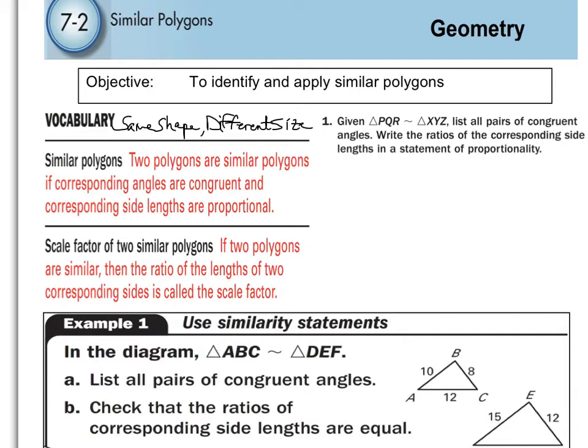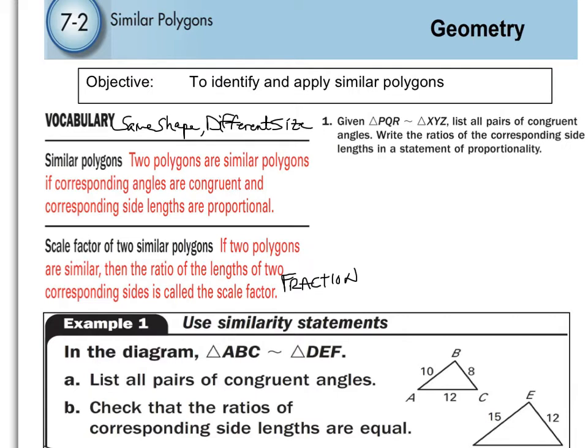Okay, same shape, different size. Now, one thing that's important about two polygons that are similar is what we call the scale factor. If two polygons are similar, then the ratio of the lengths of the two corresponding sides is called the scale factor. Now, ratio is another word for fraction. Okay, so I can write the fraction of the corresponding sides, and we can create what we call a scale factor.